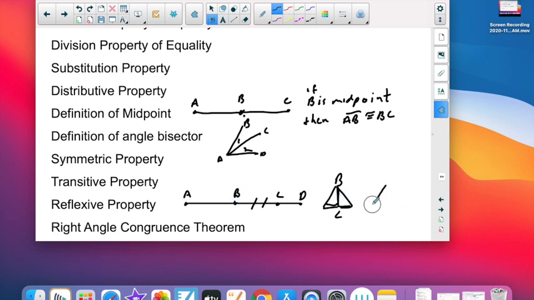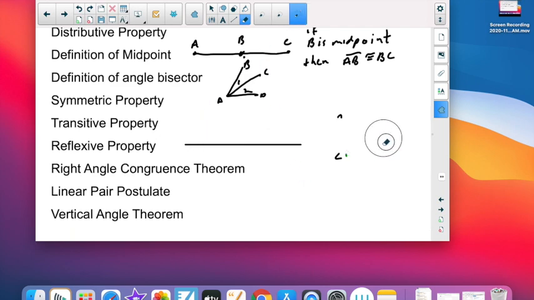Similar reflexive property as far as angles are concerned. Kind of a tough one to do here. If we look at the two different angles here, we can see that angle 2 is actually angle 2 in the red angle and angle 2 in the green angle. It's reflexive. So just a real quick once over of things that we've kind of mentioned already.